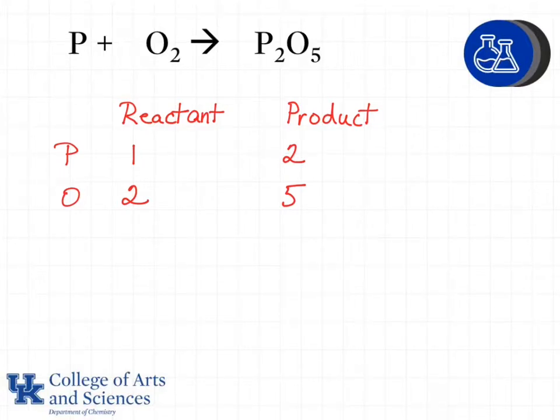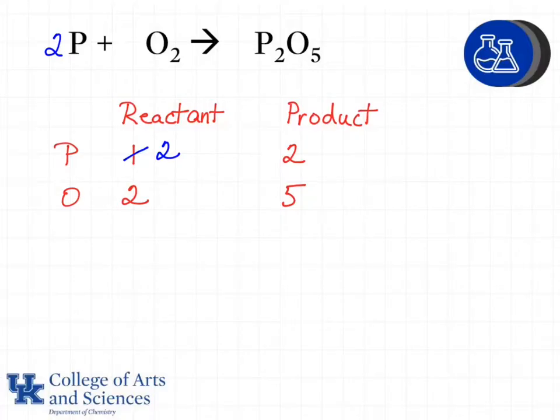I see that neither of my elements is balanced, and I could actually start with either one, but I'm going to start with the phosphorus for no other reason than it was written first. Typically, any element except oxygen or hydrogen is the best place to start if you're stuck on balancing an equation. When I look at phosphorus, I see that I have 1 on the left and 2 on the right. I add a coefficient of 2 in front of the phosphorus, which gives me 2 phosphorus on the left and 2 phosphorus on the right, so now the phosphorus is balanced. However, my oxygen is not. I have 2 on the left and 5 on the right.